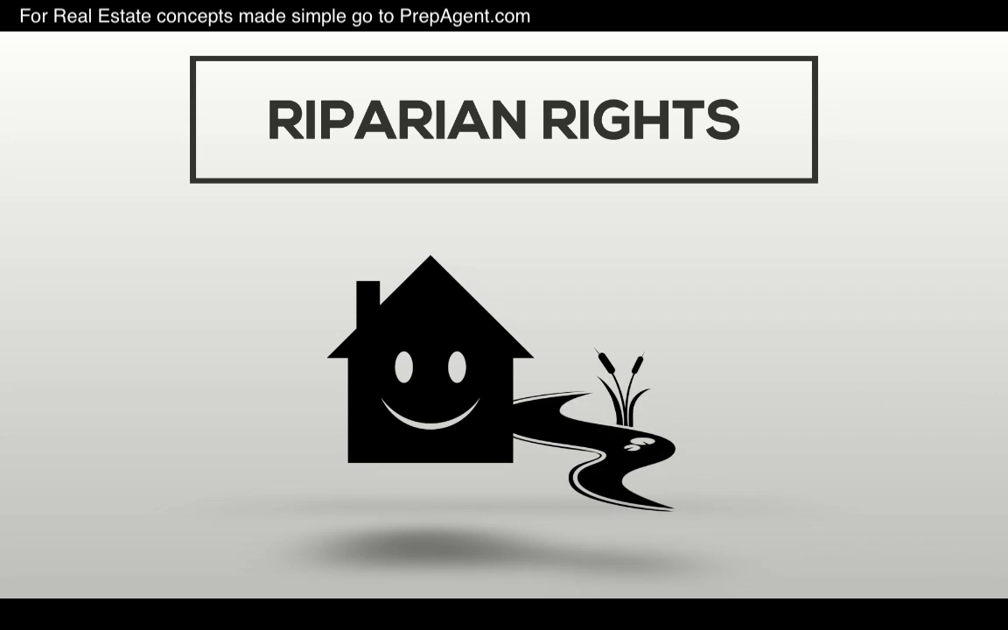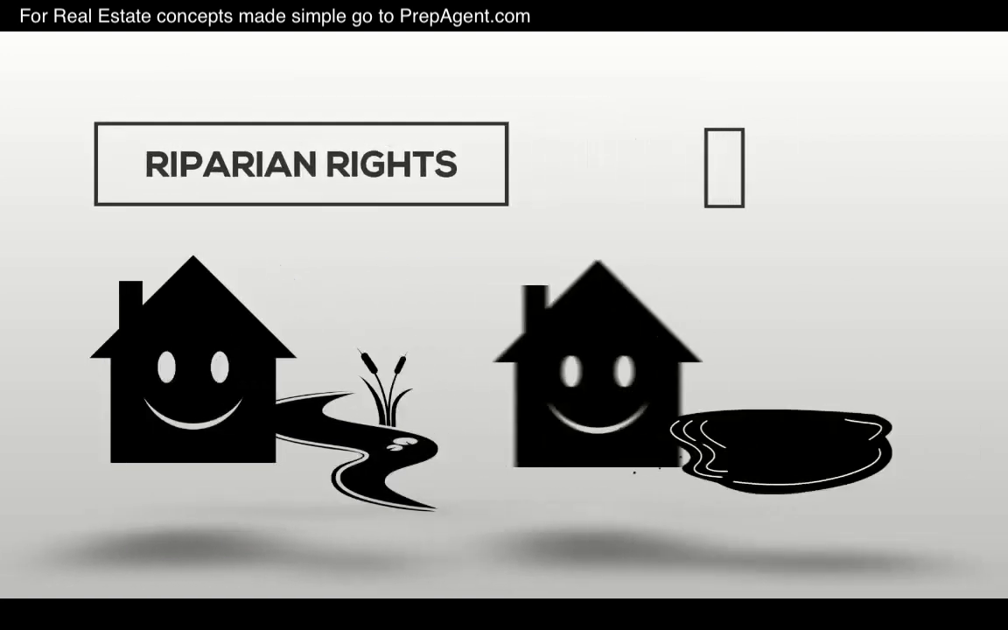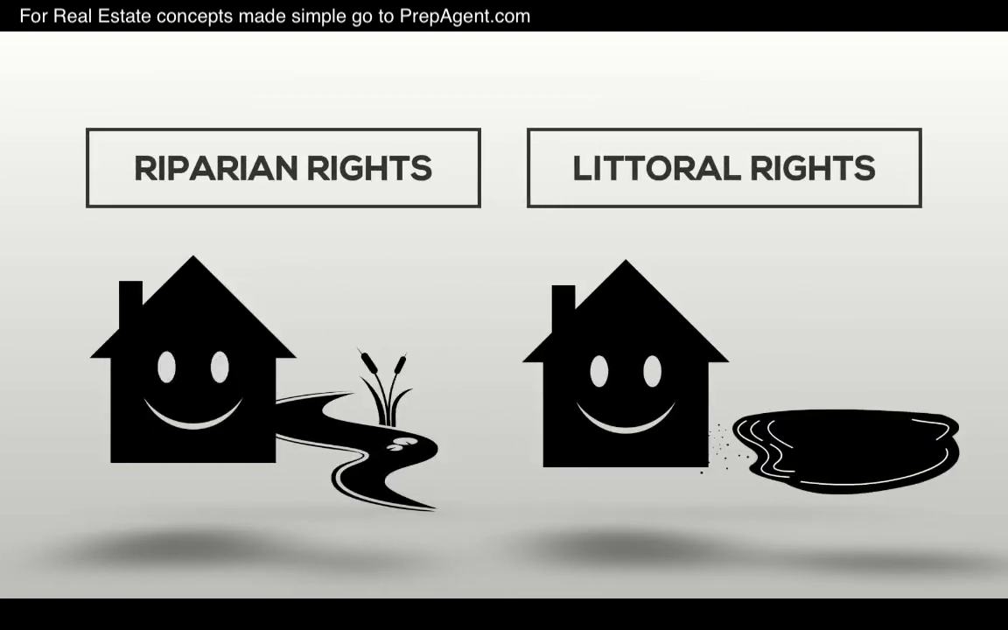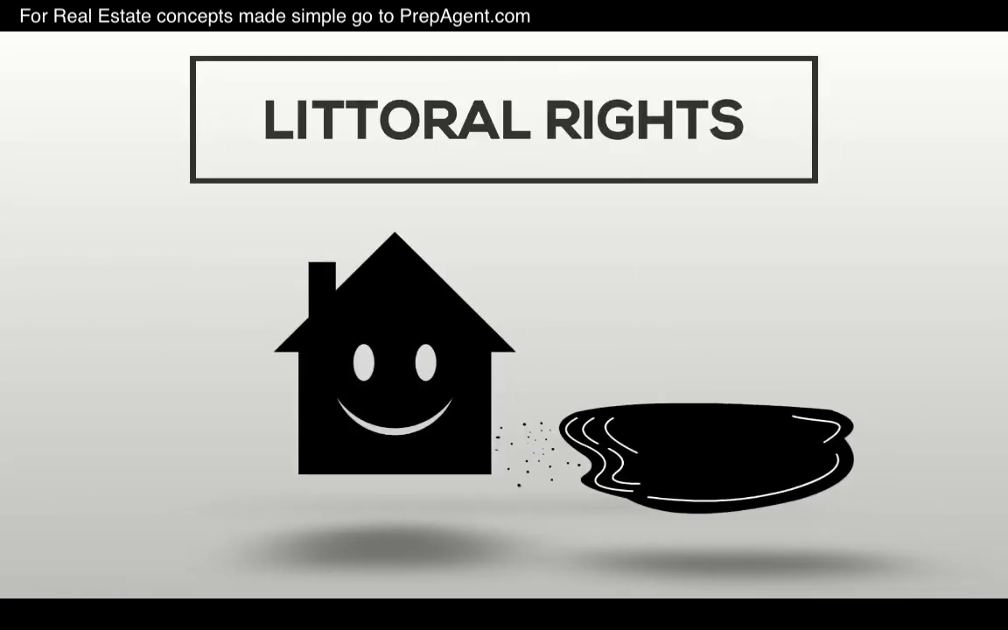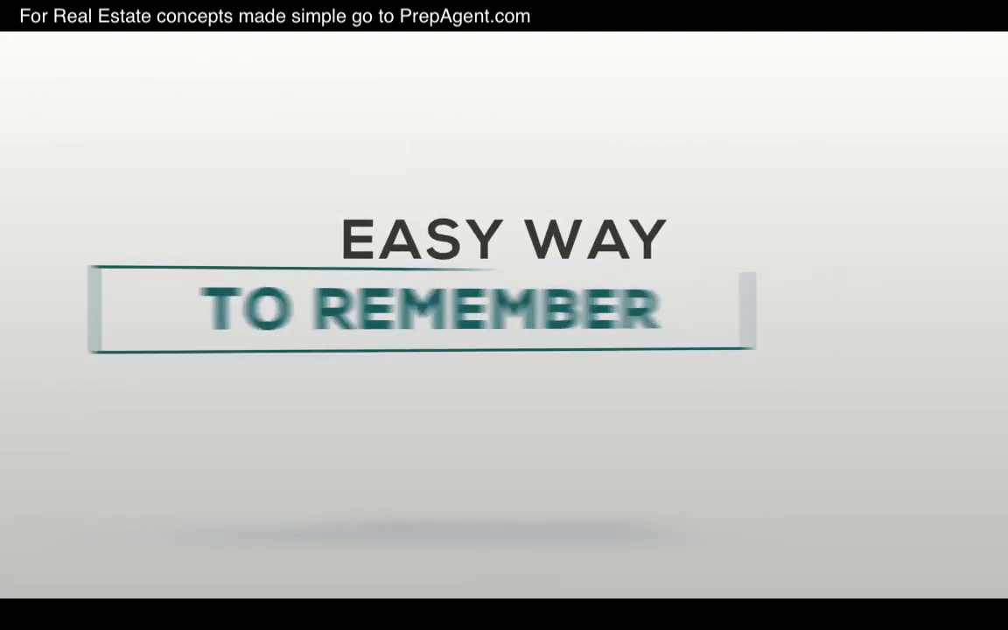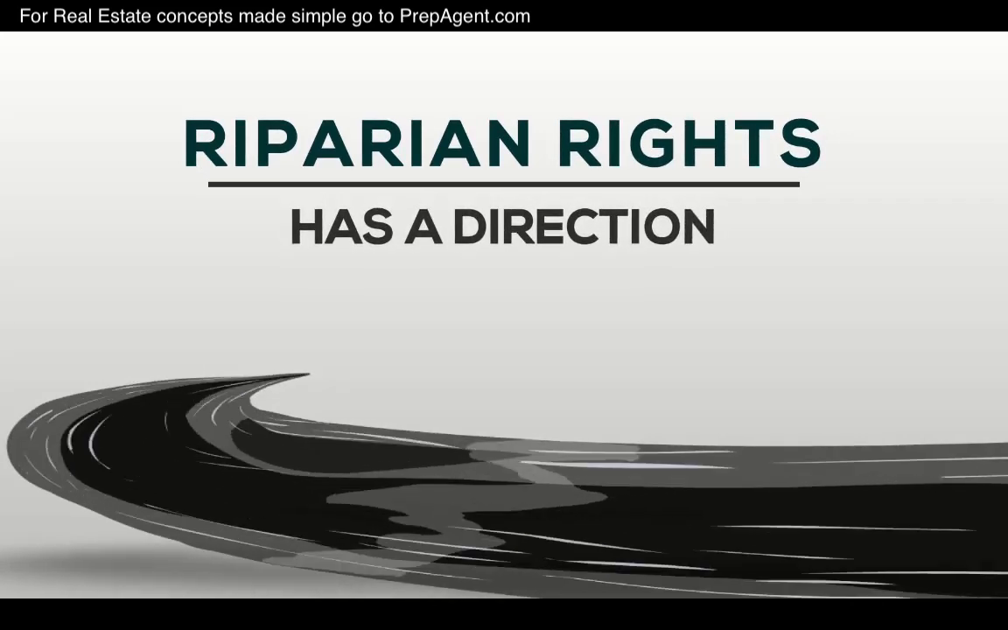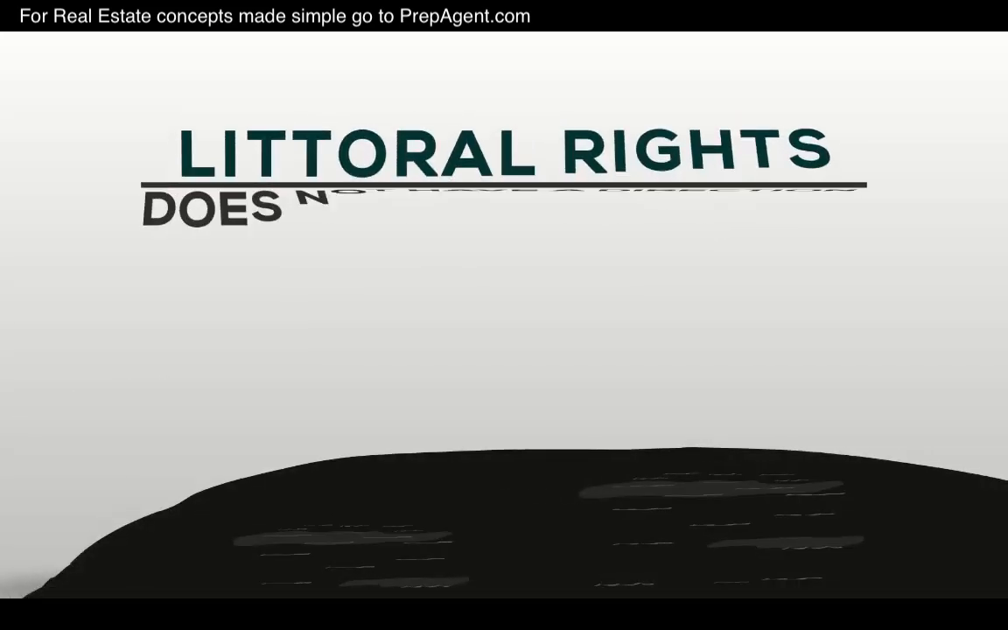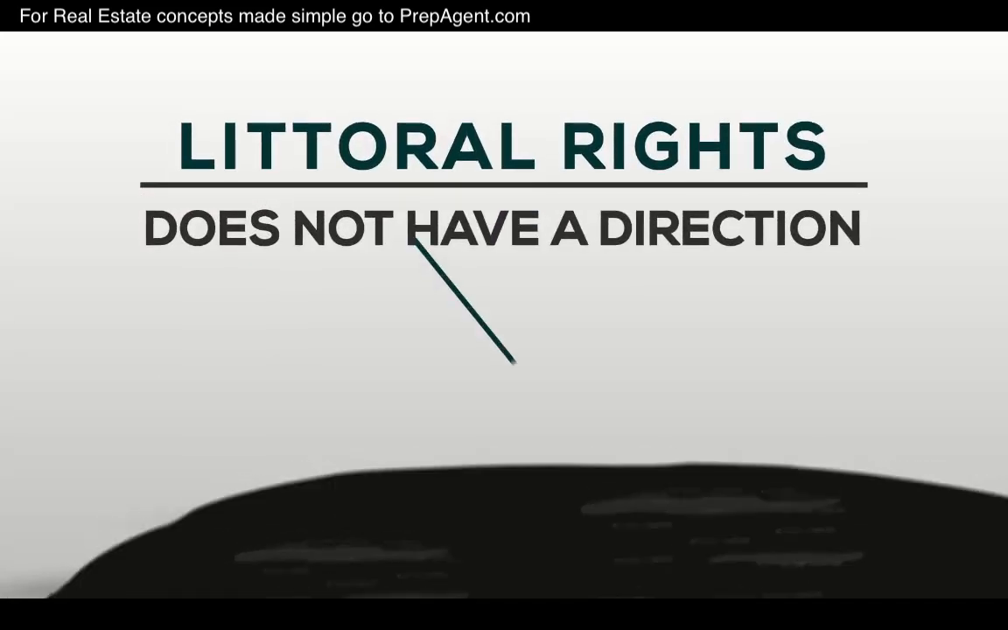Riparian rights allow a property owner to use water from a water course such as a river, stream, or creek. As opposed to littoral rights, which concern properties abutting the ocean, sea, or lake rather than a river or stream. Littoral rights are usually concerned with the use and enjoyment of the shore. An easy way to remember is that riparian rights have to do with water that is moving in a direction. Littoral rights have to do with water that does not have a direction.